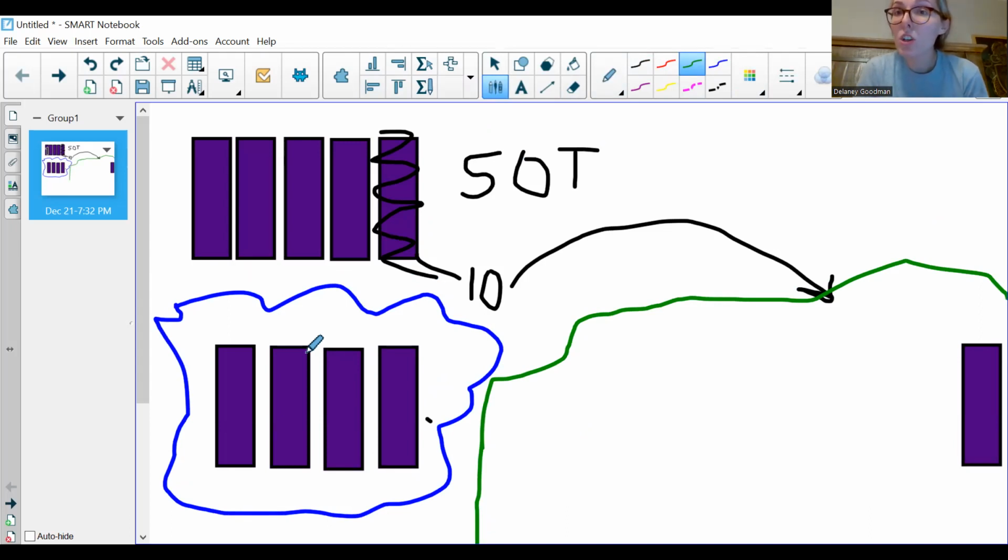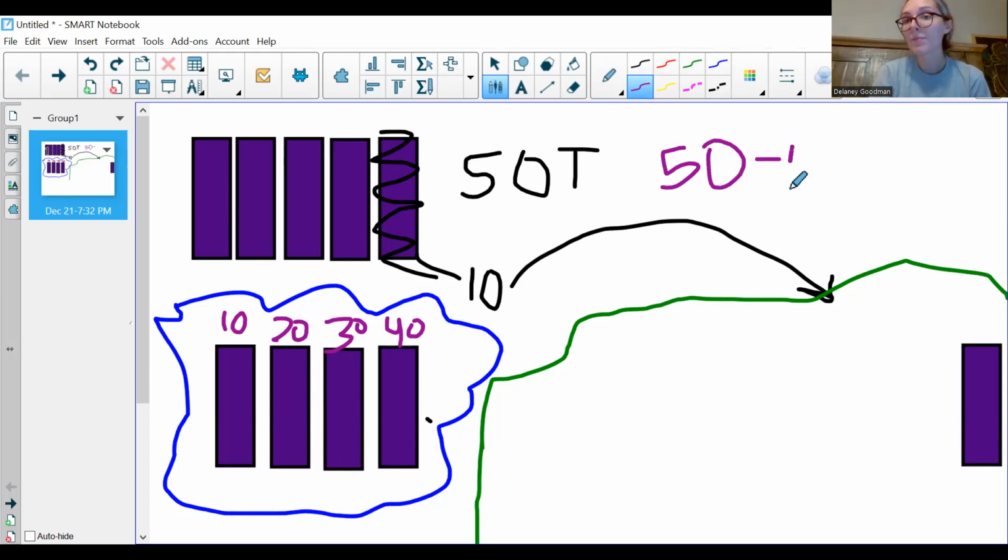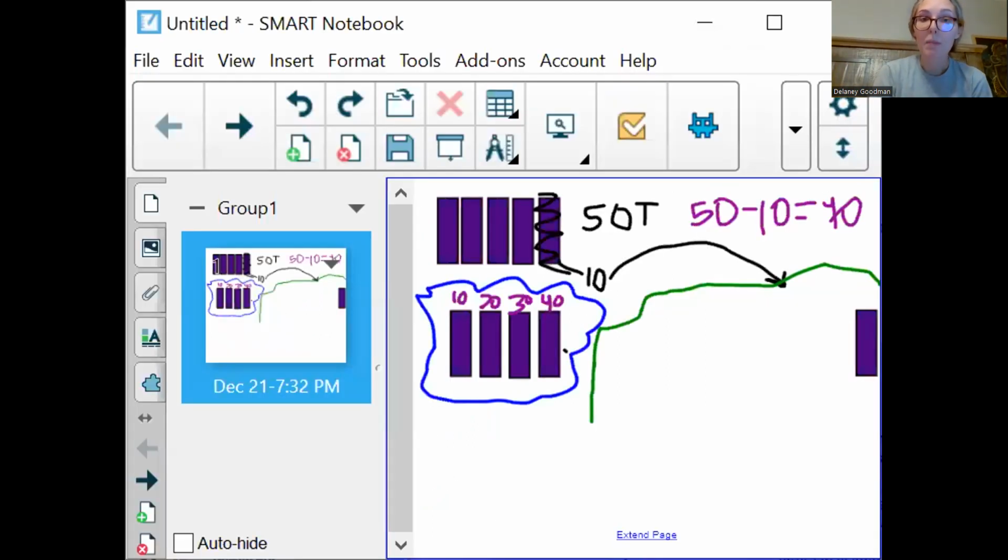Now, all I need to do is count how many are left. So, let's count. We have 10, 20, 30, and 40. So 50 minus 10 equals 40, okay? But that's not enough. I need to check my answer now. So that is what I'm going to do.